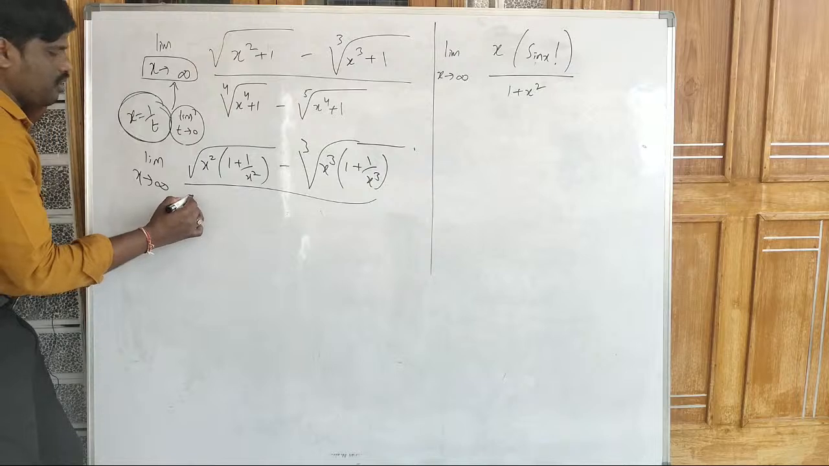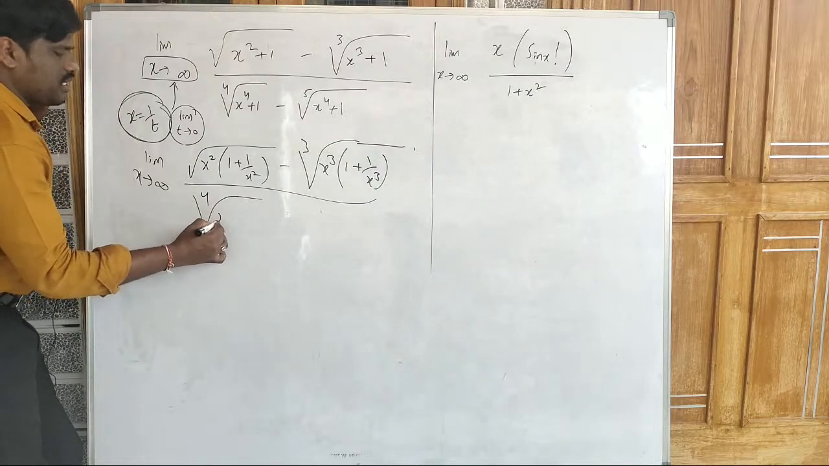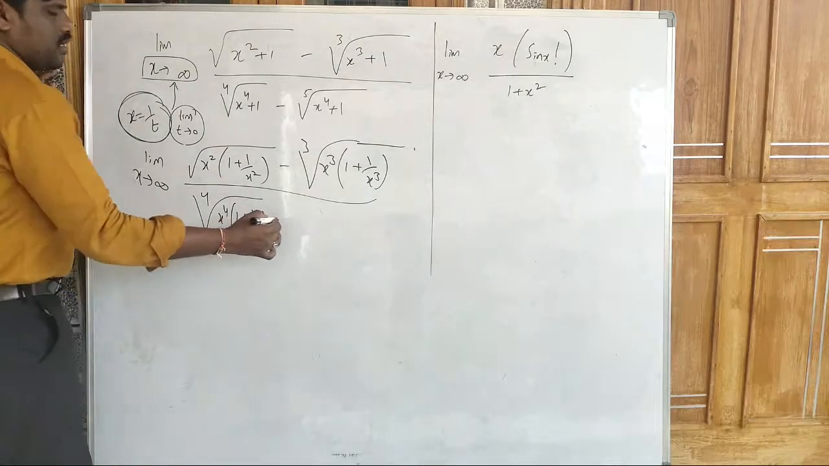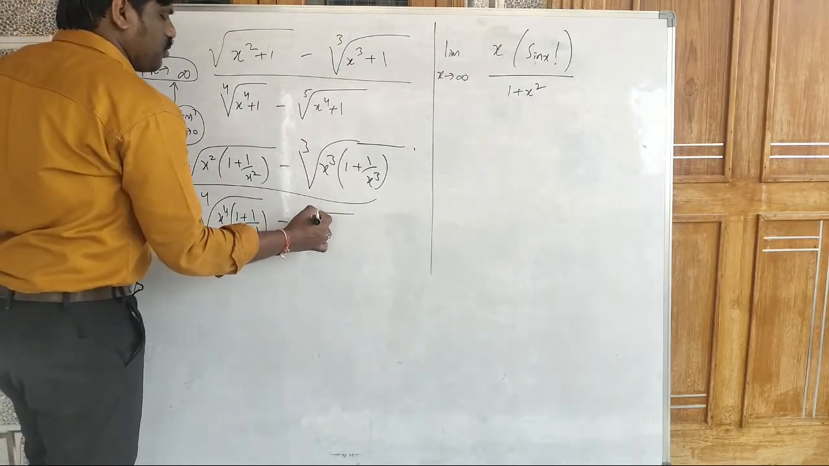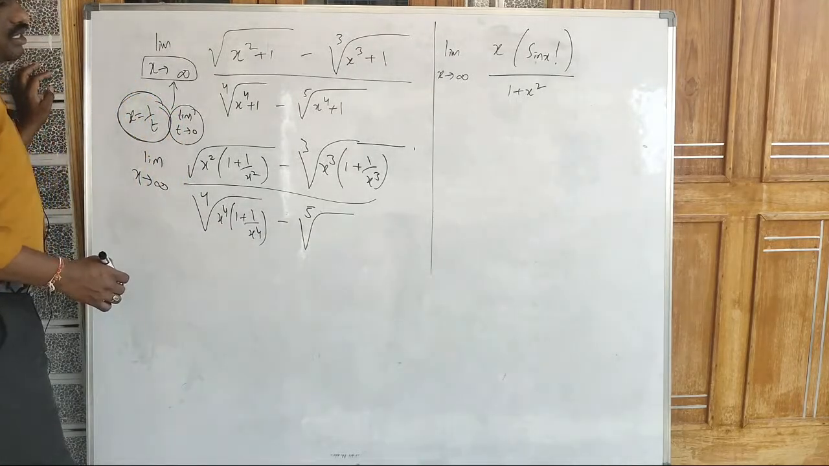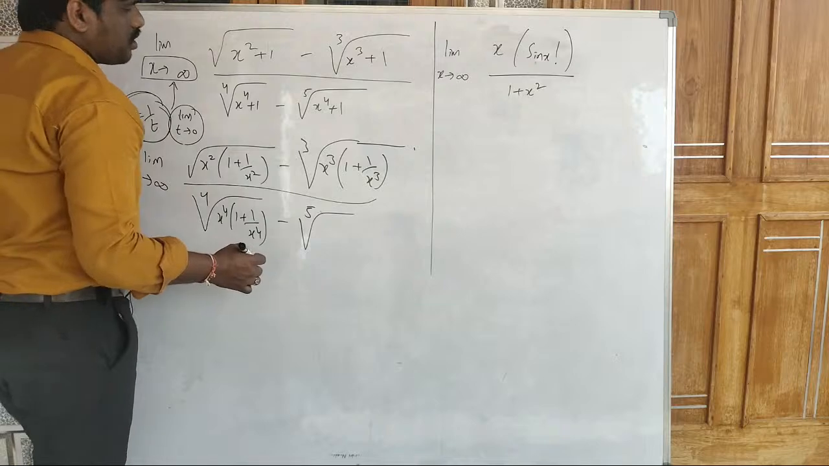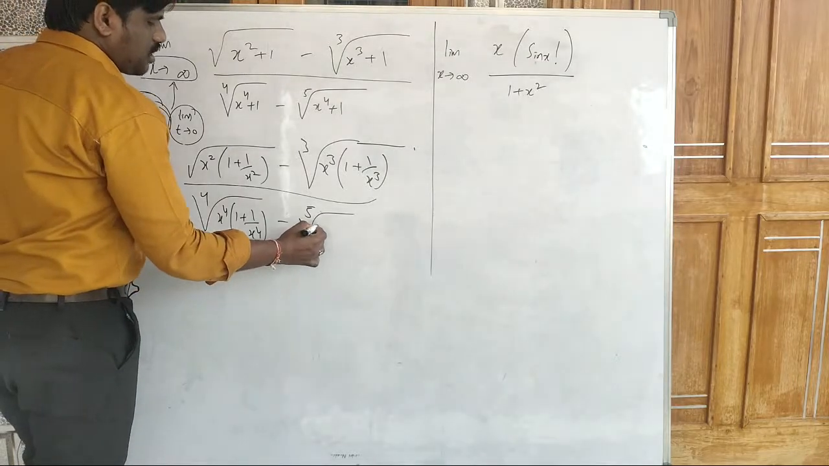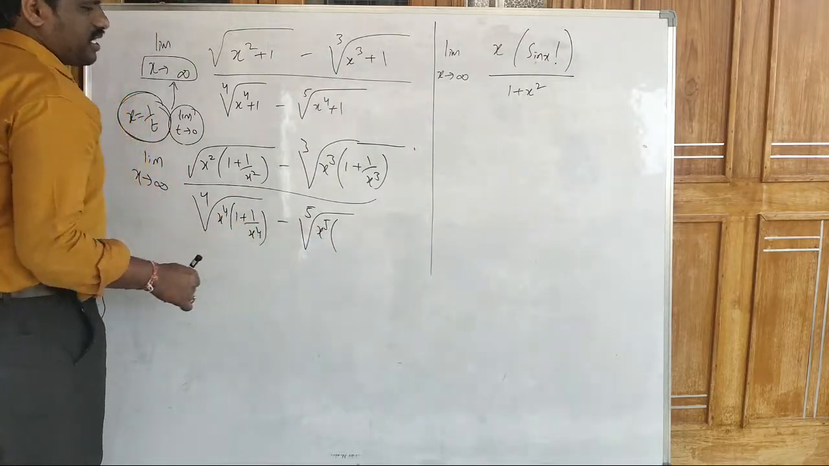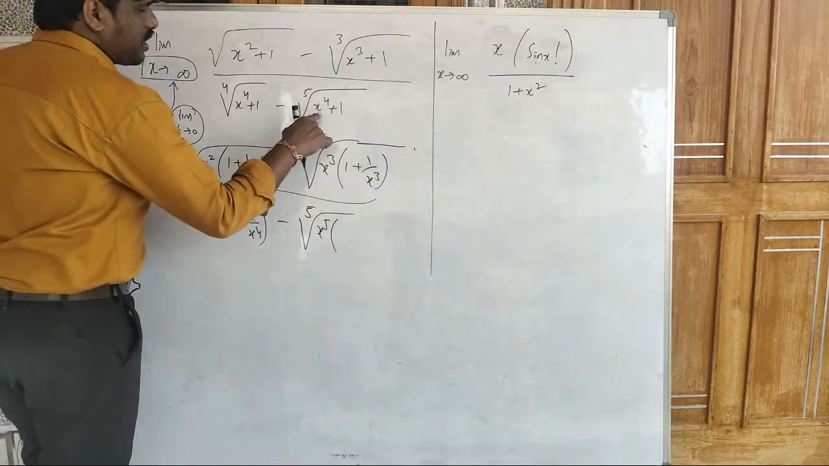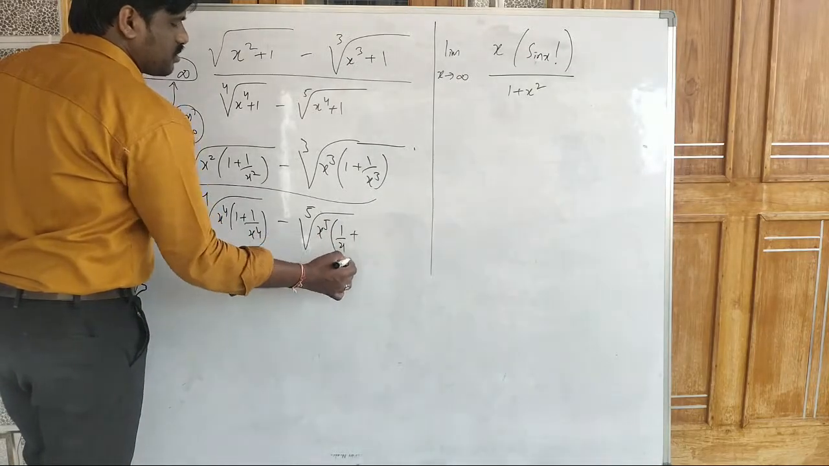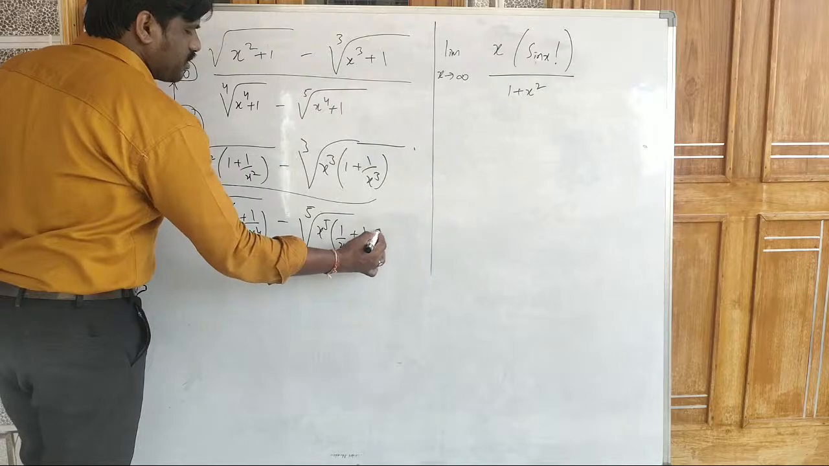Here the fourth root is there, take x power 4 common, 1 plus 1 by x power 4. And here the fifth root is there, take x power 5 common, x power 5 you take common here. So I get 1 by x plus 1 by x power 5.